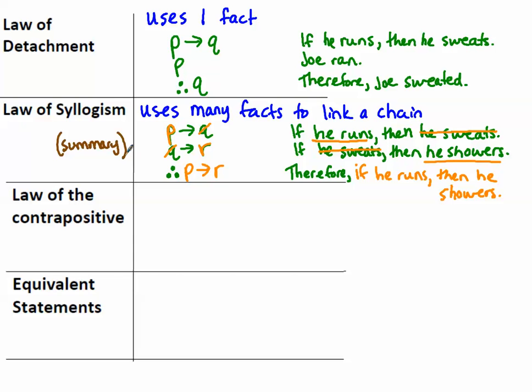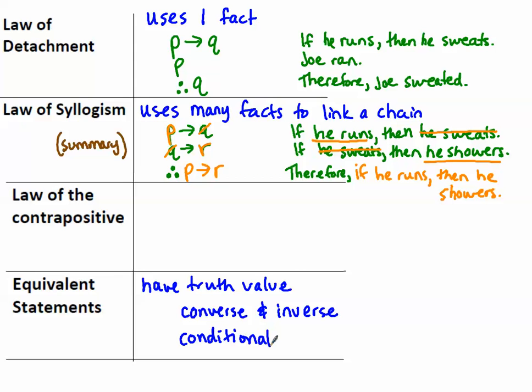Now, another law that helps us in making a valid argument is the law of the contrapositive, and that tags along with equivalent statements. Equivalent statements have the same truth value. They're either both true or both false. Which ones are equivalent? The converse and the inverse are equivalent to each other. The conditional statement and its contrapositive are equivalent to each other. So since the conditional statement and the contrapositive are equivalent to each other, then we can use the law of the contrapositive in any argument.